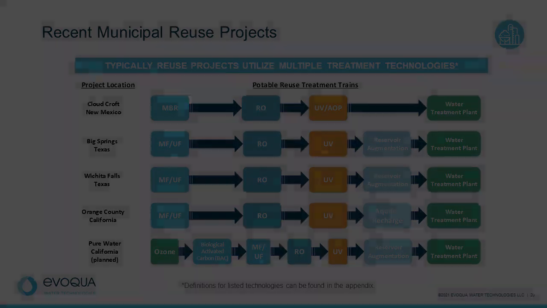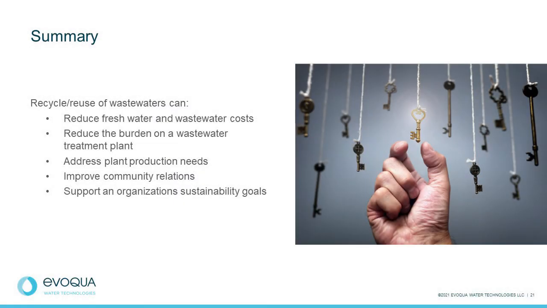Turn now to slide 21. In summary, wastewater reuse/recycle can reduce freshwater costs by providing a high-quality water source that's tailored to the specific use. Internal reuse systems can reduce the burden on the final wastewater treatment plant. Recycle and reuse can also address plant production needs for processed water.